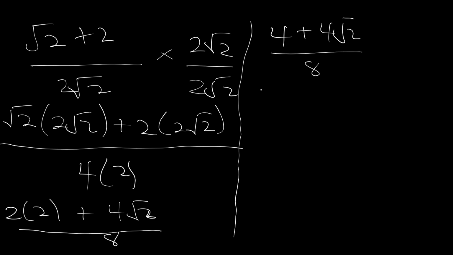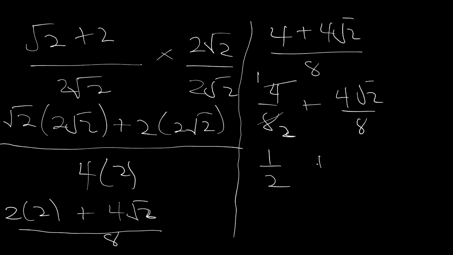Now this can be written as 4 over 8 plus 4 root 2 over 8. 4 goes into itself 1 time, and it goes into 8 2 times. So we have 1 over 2. Plus 4 goes into itself 1, so we have 1 times root 2, which is root 2 all over 4 into 8 is 2. So we've simplified the numerator side.